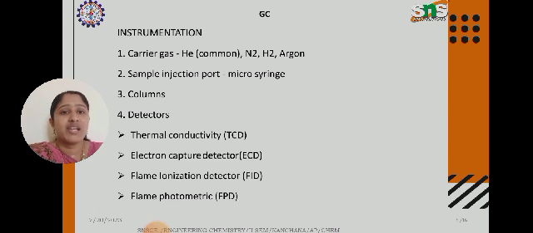Instrumentation: carrier gas, such as helium, commonly nitrogen, hydrogen, argon; sample injection port, micro syringe, columns, and detectors: thermal conductivity detector, electron capture detector, flame ionization detector, flame photometric detector.